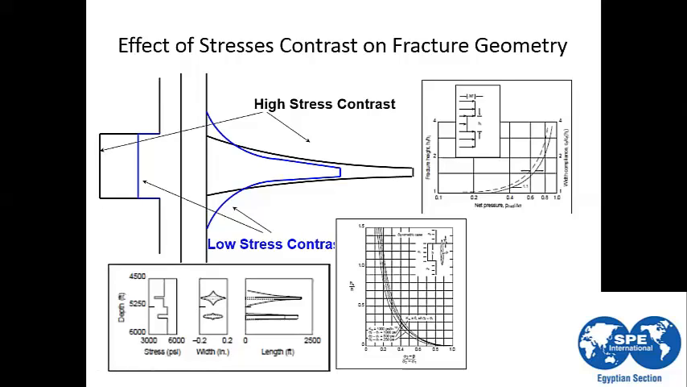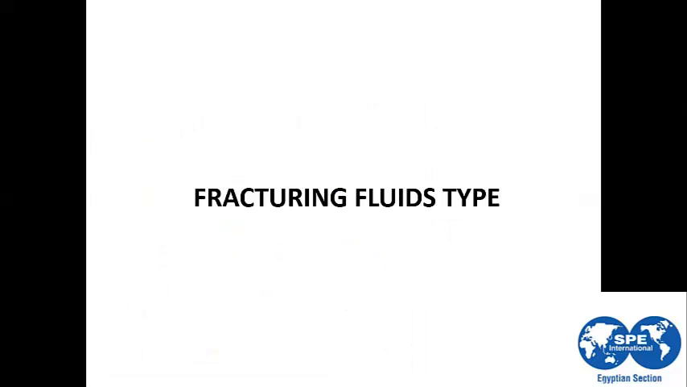This means that if you are going to do a frac and pump 200 barrels of frac fluid, what does this mean? If you pump this fluid inside a high stress formation, you are going to create a frac length bigger than the frac created in a low stress formation if you pump the same frac fluid volume. This is the comparison for both types of formation.